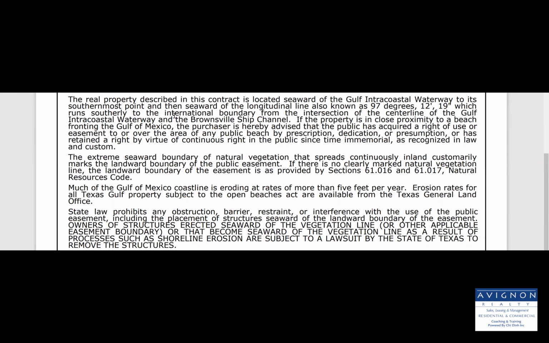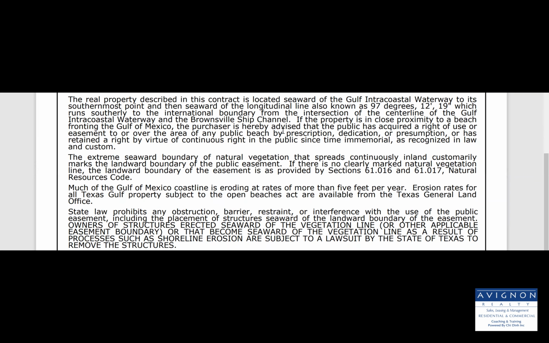The real property described in this contract is located seaward of the Gulf Intercoastal Waterway to its southernmost point and then seaward of the longitudinal line, also known as 97 degrees, 12 feet, 19 inches, which runs southerly to the international boundary from the intersection of the center line of the Gulf Intercoastal Waterway and the Brownsville Ship Channel.